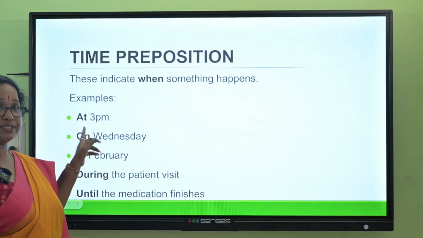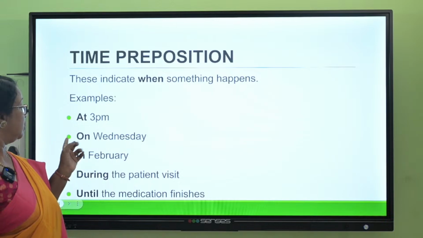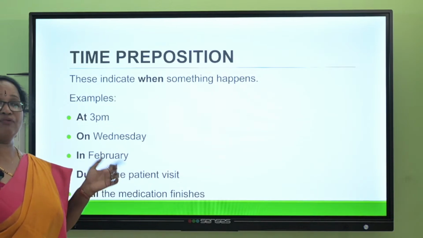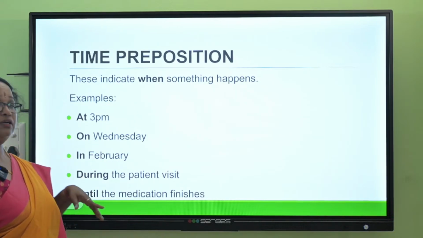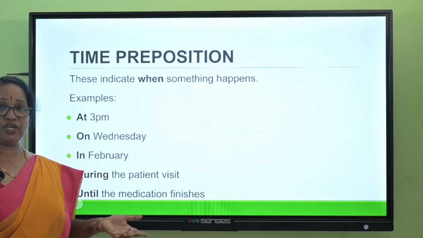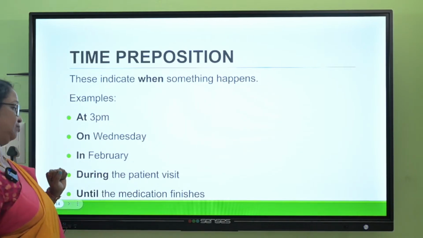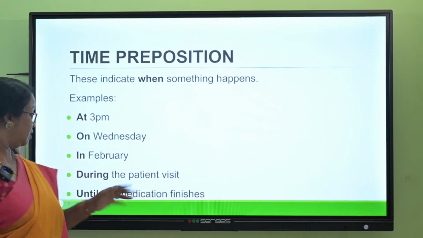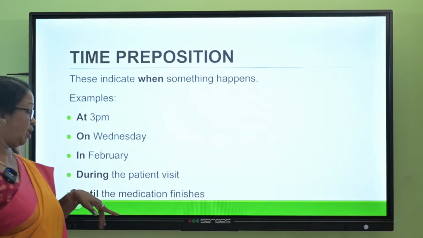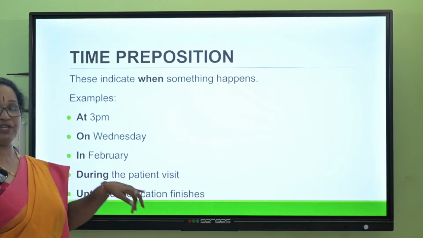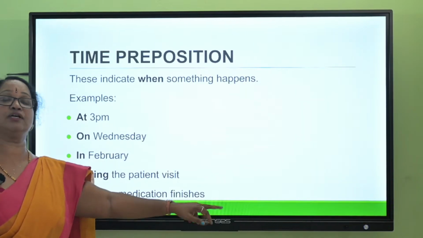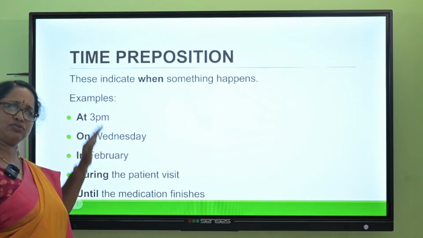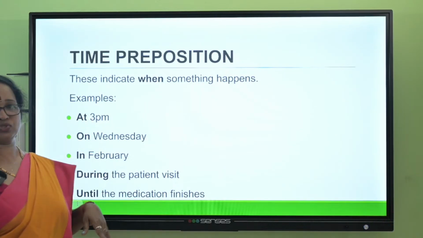The appointment is at 3 p.m. You make an appointment on Wednesday, and I recommended physiotherapy in February during the patient visit. Like that you can write, he was noted with a fracture. Until the medicine finishes, you have to continue with the treatment. You see, like this we can use the time prepositions.